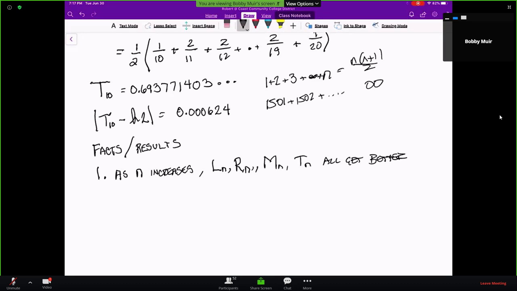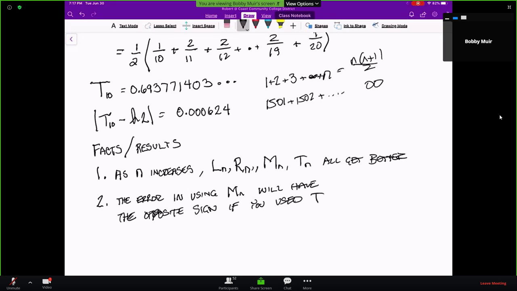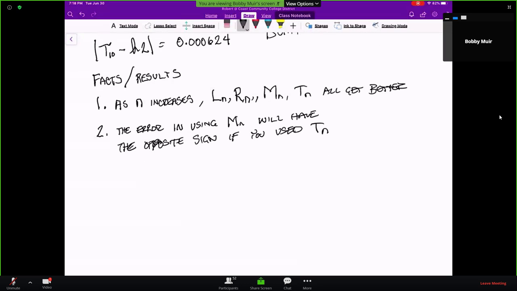Now, one of the results is that, number two, the error in using Mn will have the opposite sign if you used Tn. Okay, so in words, here's what this is saying. If Mn is undershooting it, Tn will overshoot it. Okay, and vice versa.